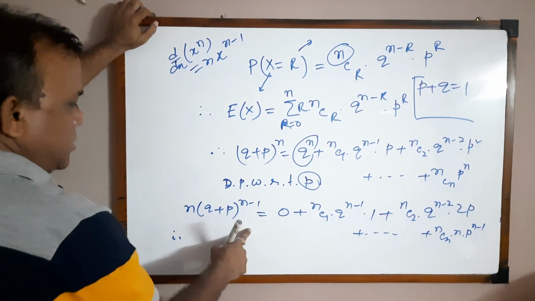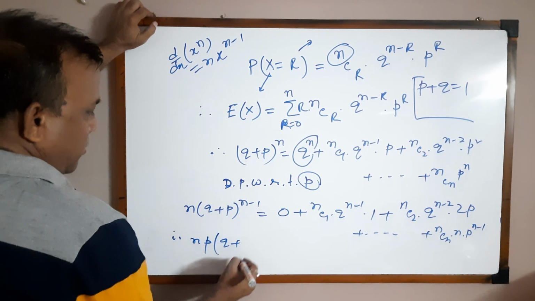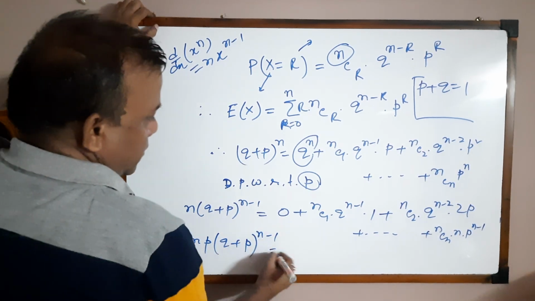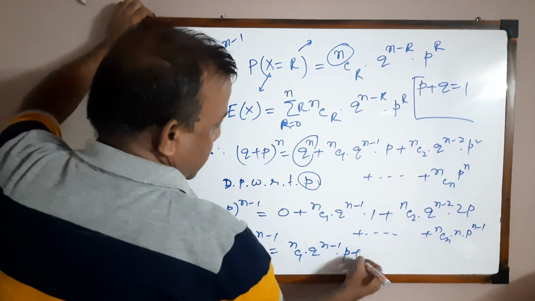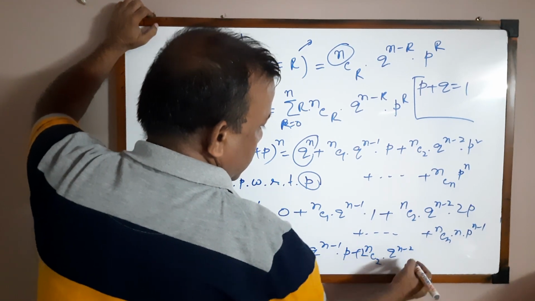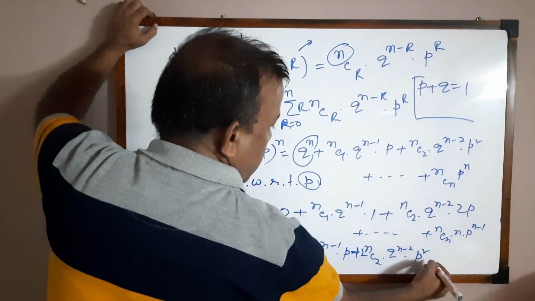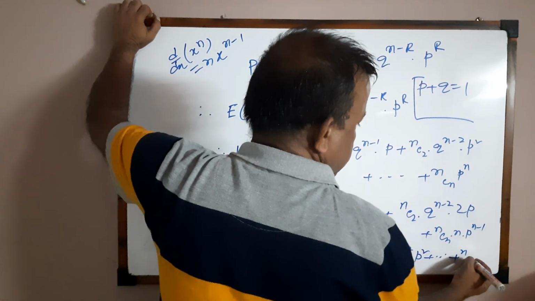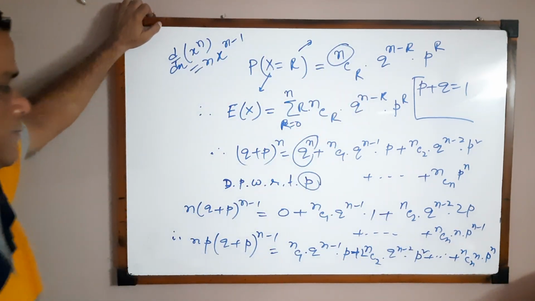Now we multiply this by p: np into (q plus p) to the power n minus 1 equals nC1 q to the power n minus 1 into p, nC2 q to the power n minus 2 into 2 p square, and up to nCn into n into p to the power n. Okay.